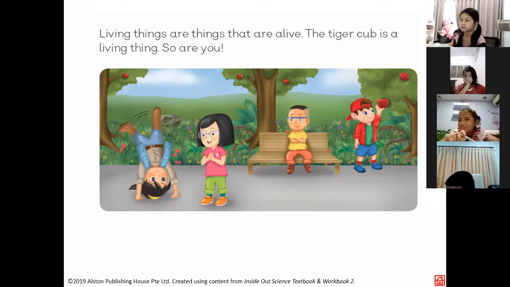Living things are animals, plants, humans. Those are living things, okay? Example, animals: tiger, horse, bird, frogs, zebra. Those are living things, okay? For plants, we have flowers, vegetables. So those are living things.